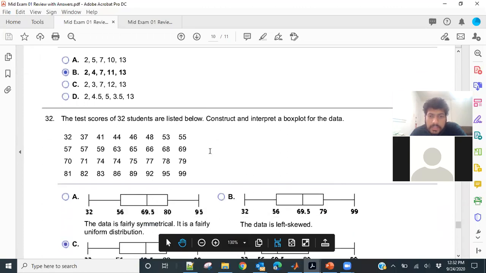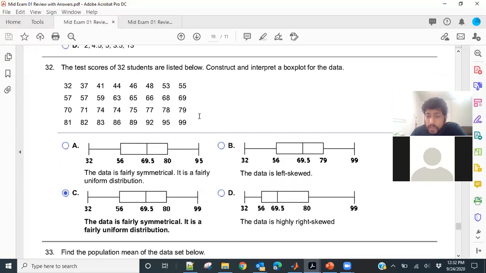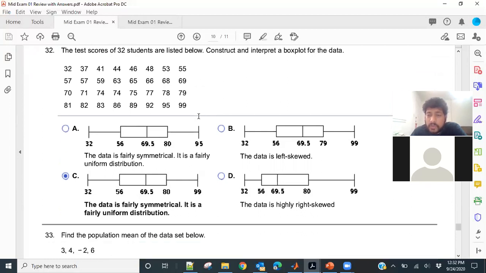What is this box plot? Please pay attention to this box plot. You will have a question on this box plot as well. Once you figure out Q1, Q2, Q3, min, max, those values, you can draw this box plot. So to draw this box plot, you should know Q1, Q2, Q3, and the minimum value and maximum value of that data set.